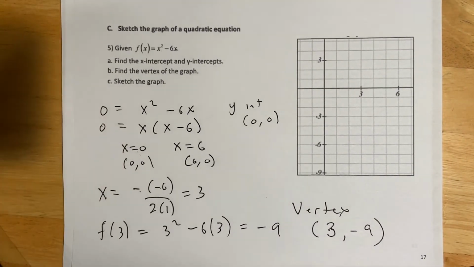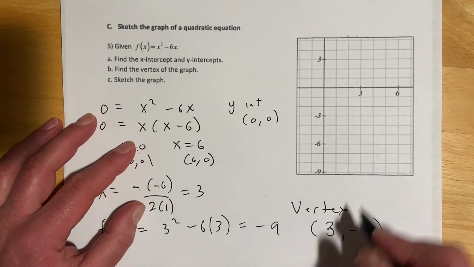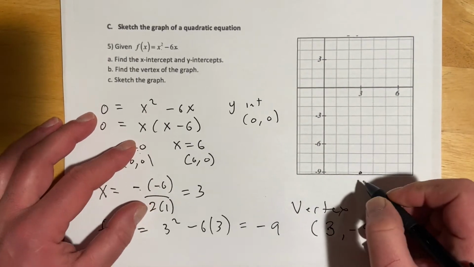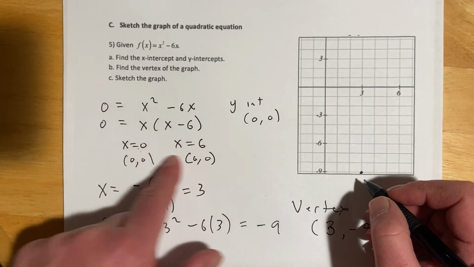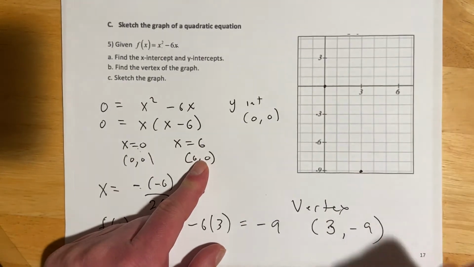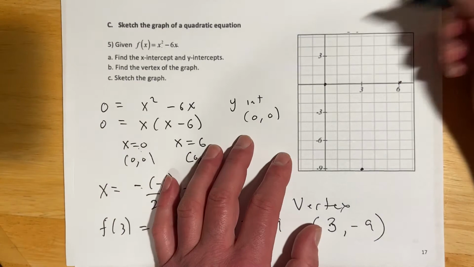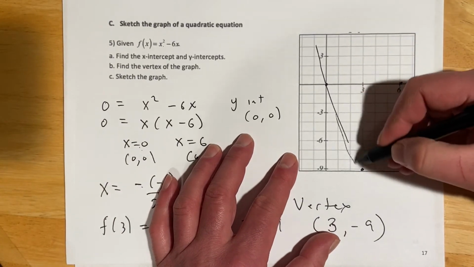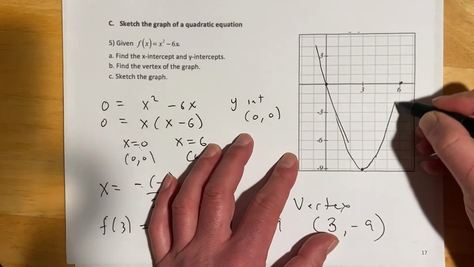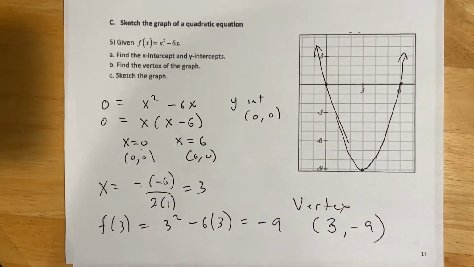So then to graph this in the computer, what you'll do is you'll start with the vertex (3, -9), and then you'll just graph one of these other points that we got. So if you click right here on (0, 0), it will draw the parabola in for the rest. And so you should get something that looks about like that, roughly.